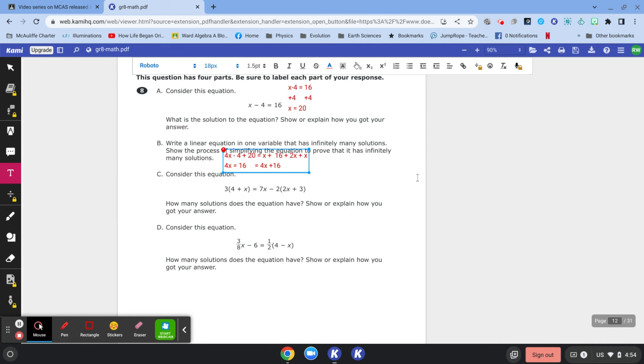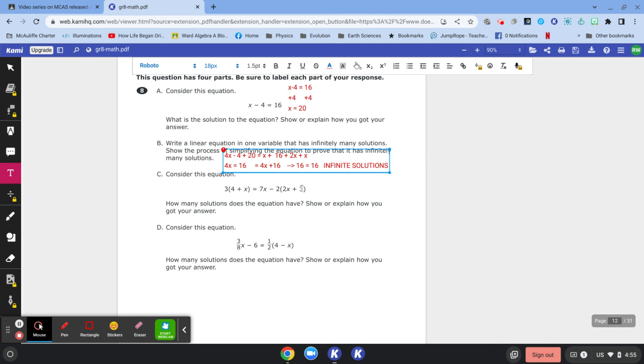And when I subtract 4x from both sides, I will just end up with 16 equals 16. No variables are there. I have a true statement. I have infinite solutions. Okay.